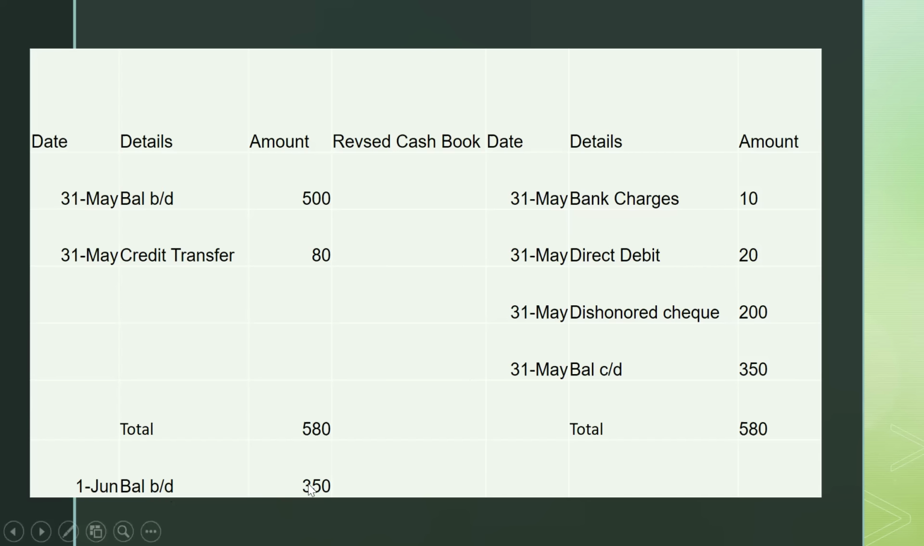So our revised cash book balance is now 350. So that's 2 steps now. We identify the differences and we updated our cash book. The third step now is the bank reconciliation statement.